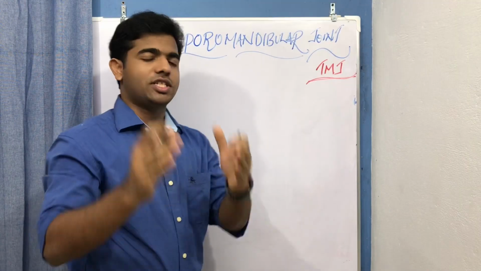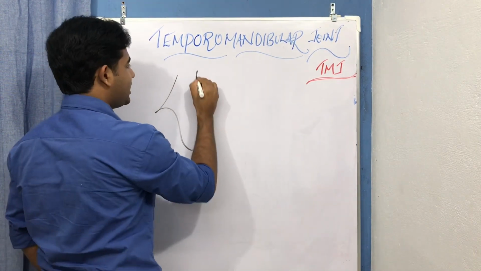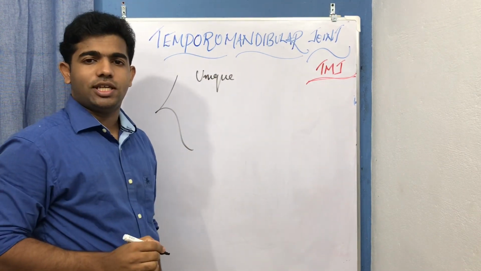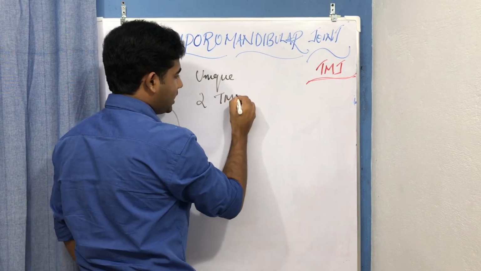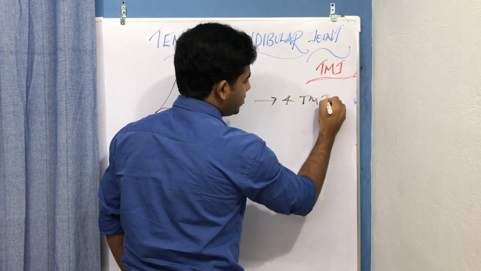We are going to discuss the temporomandibular joint. I told you the temporomandibular joint is a unique joint in the human body, right? Yes, it is a unique joint in the human body. And of course, you have 2 temporomandibular joints, and sometimes functionally you call it 4 temporomandibular joints, TMJs.